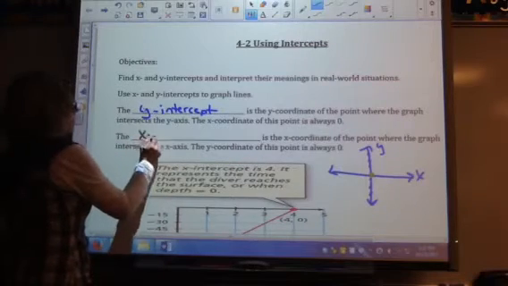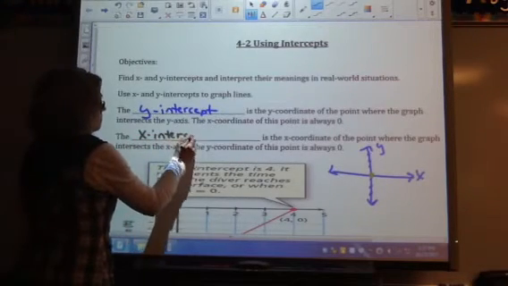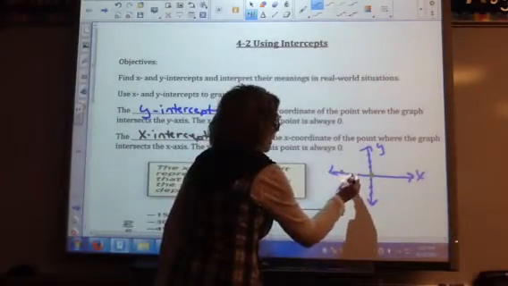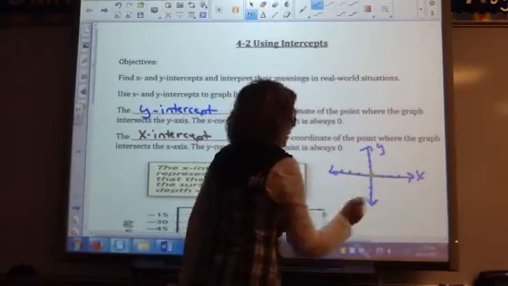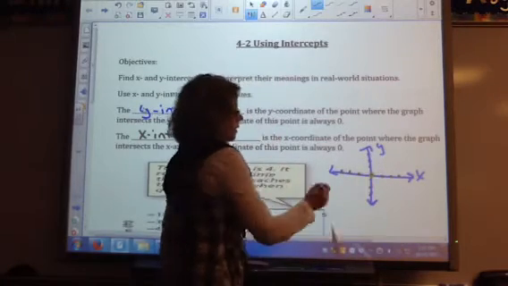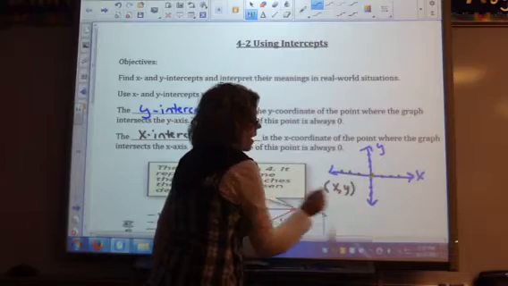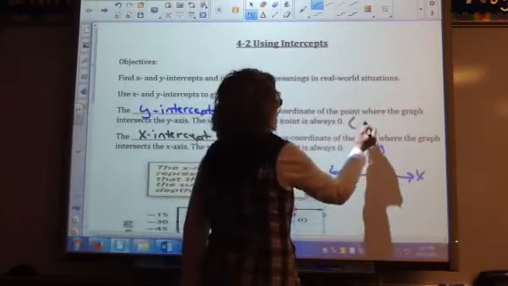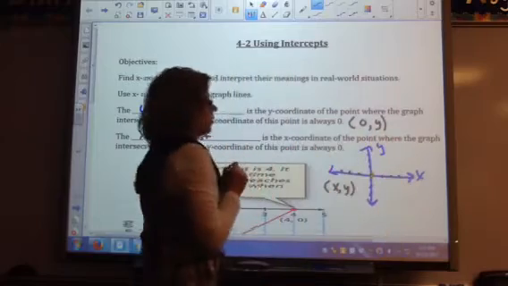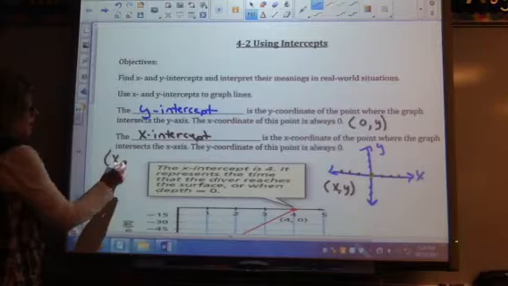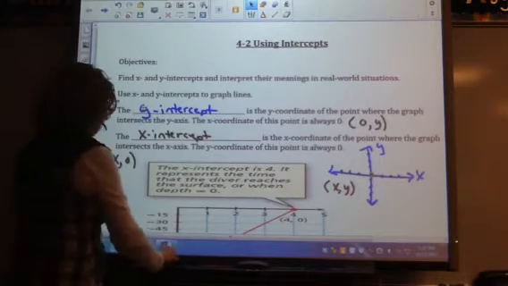And then the x-intercept will be on the x-axis. It's where it intersects this axis. Therefore, your x value changes, but your y, on your ordered pair, will always be 0. So on this one, x is always 0, then you have your y. On your x-intercept, you have your x, and y is always 0.